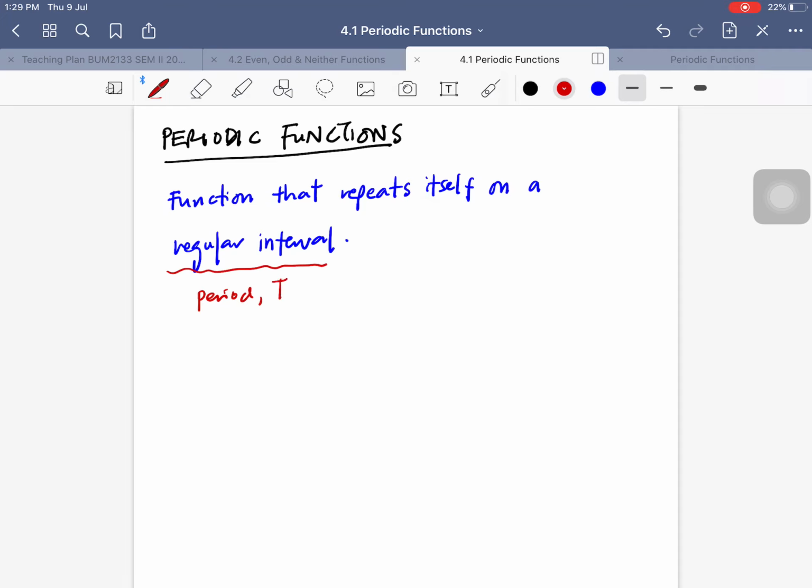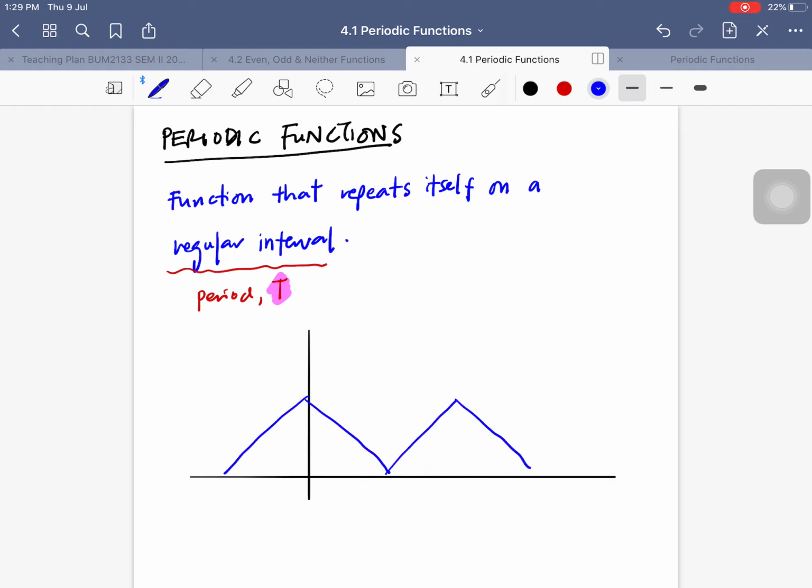So in the Fourier series later, whenever you come across a formula defined by capital T, it represents the value of the period. Right, so let me show you an example of a periodic function. How does a periodic function look like? This is going to be one of the examples. So this is going to be my function. It looks like this. This is just a sketch, so it roughly looks like that.